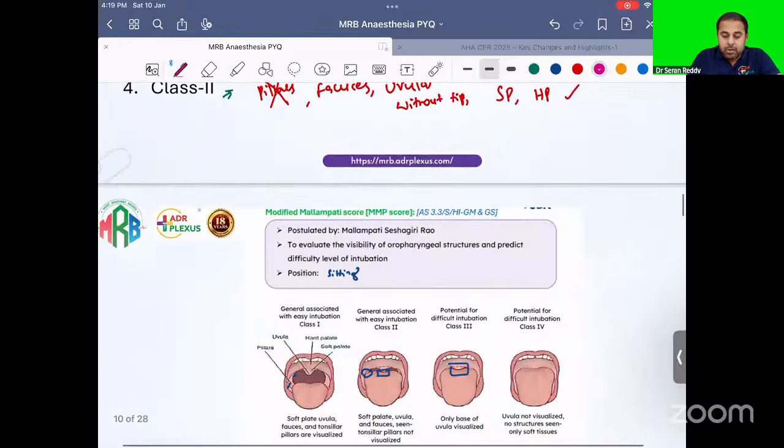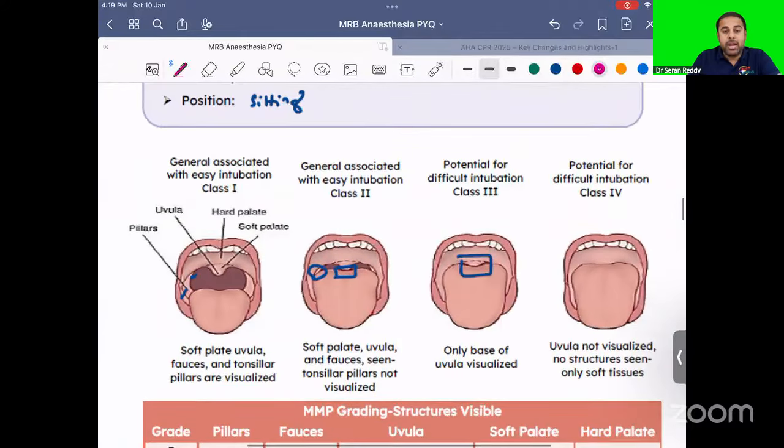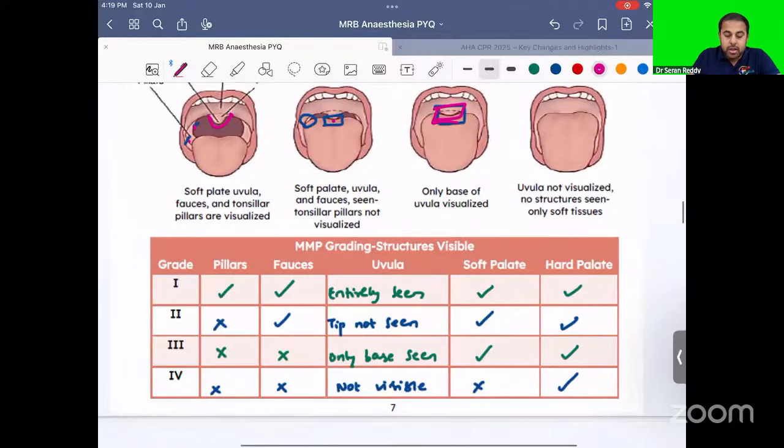Okay. So see, this is the modified Mallampati grading, where in 1 you see pillars, fauces, entire uvula, soft palate and hard palate. In 2, uvula except the tip. In 3, only uvula with the base. In 4th, you won't see anything. So this is grade 1.